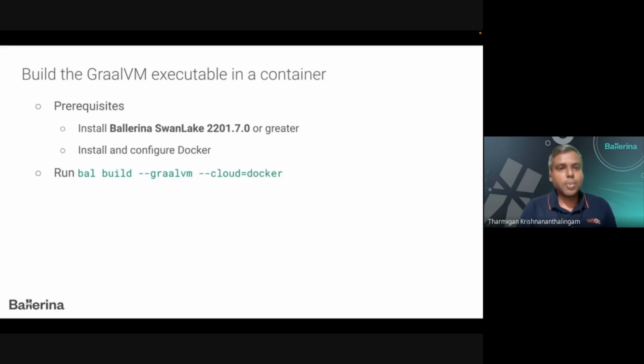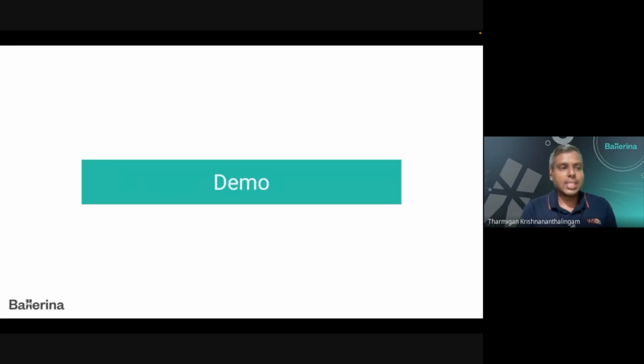That is also possible with the Code to Cloud feature of Ballerina. For that, you just have to run the build command with the GraalVM and cloud Docker option. This will build the native executable and pack it in a Docker image. So let's go into the demo and see how we can build a native executable locally and how we can pack it in a Docker image as well.